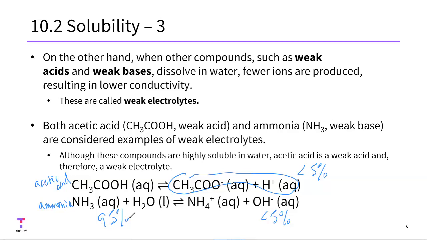And since molecules do not conduct electricity on their own, they need charges to do it. These, for the most part, do not conduct electricity very well. Again, there are ions present, so it does conduct, but not to the same level that we saw with the strong electrolytes.